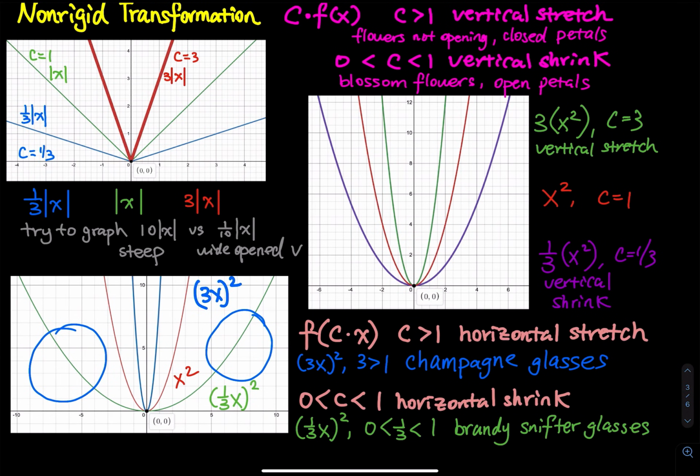Okay, so for the summary, what do we have? We have multiplied the independent variable immediately. When the c value is greater than 1, you create a horizontal stretch. So 3x squared, 3 is greater than 1. I will think about that as a champagne glass.